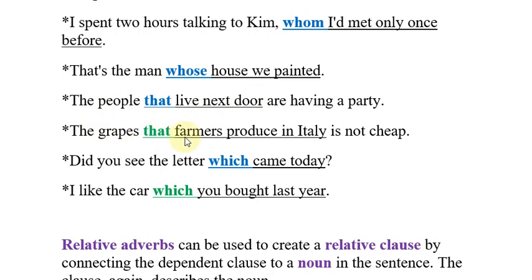The grapes that farmers produce in Italy are not cheap. That farmers produce in Italy is an adjective clause. It talks about the grapes. Which grapes? The grapes that farmers produce in Italy.